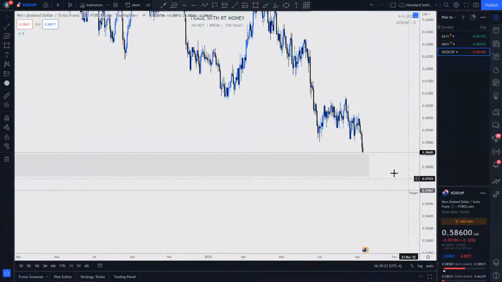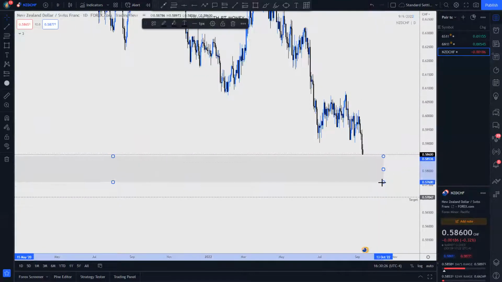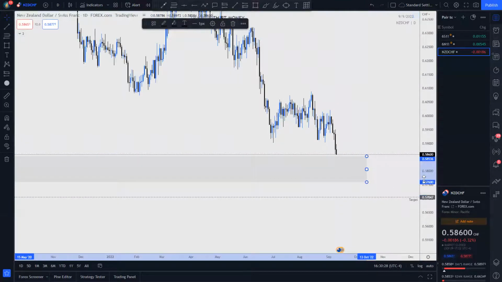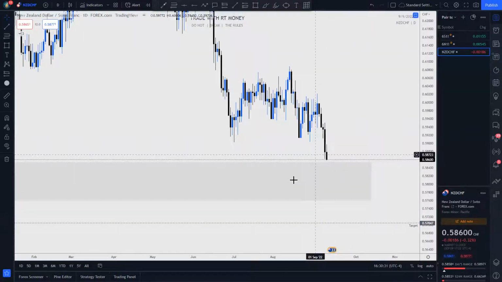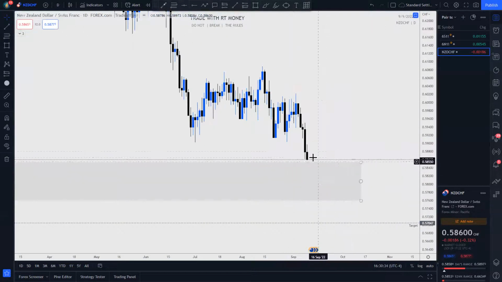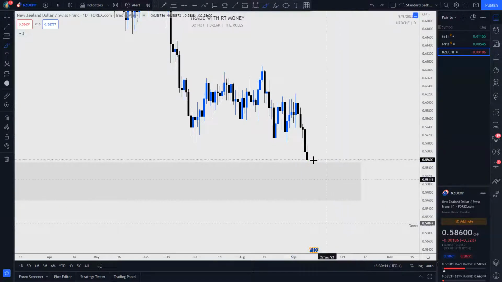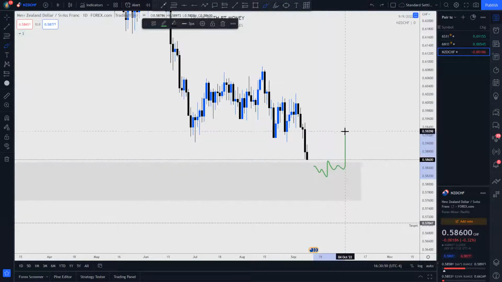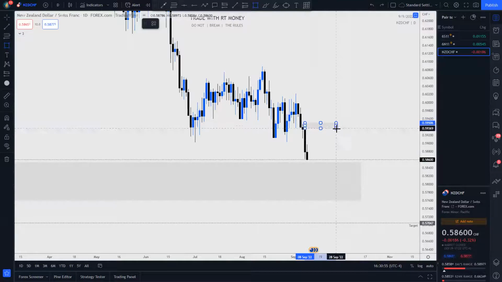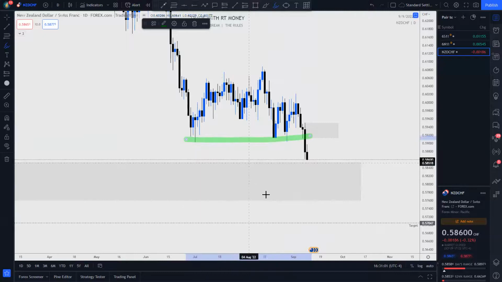Yeah, I do expect price to have a reaction here. I don't think it's just going to pass right through. It may, it just may, but I don't think so. I think we're going to get a reaction once it gets down here, and once it hits this, I'm looking for 15-minute confirmations. I'm going to keep my eye out for bullish price action, because if price does pull back, I'm looking for price to pull back just to here.